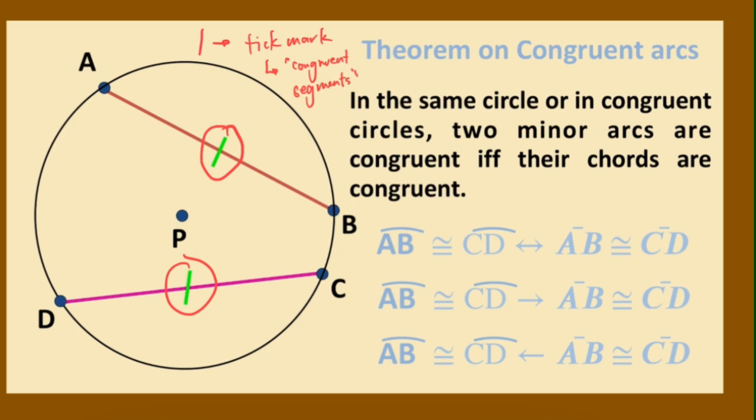If you have one tick mark, that means those two segments with one tick mark are congruent. If you have two tick marks, then two of those sides are congruent. In this case, segment AB and segment CD are congruent. Hence, the minor arcs that they form, AC and CD, will also be congruent. So that's what the first theorem states.